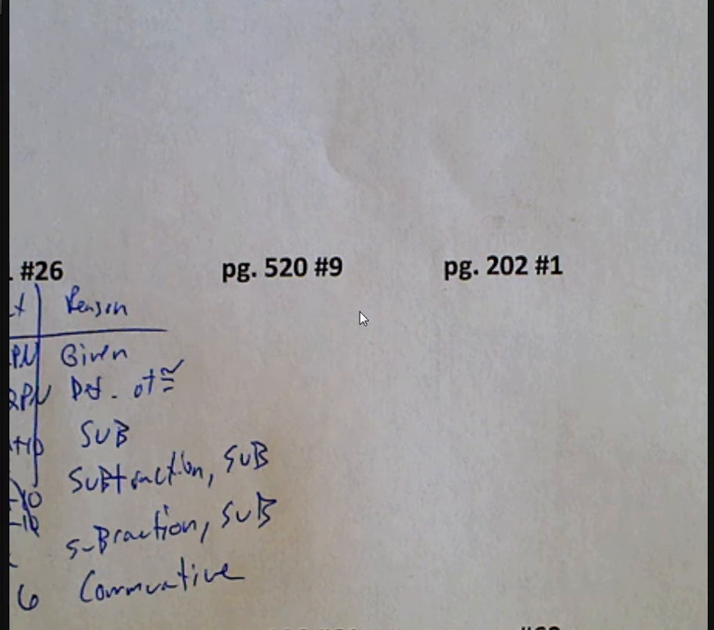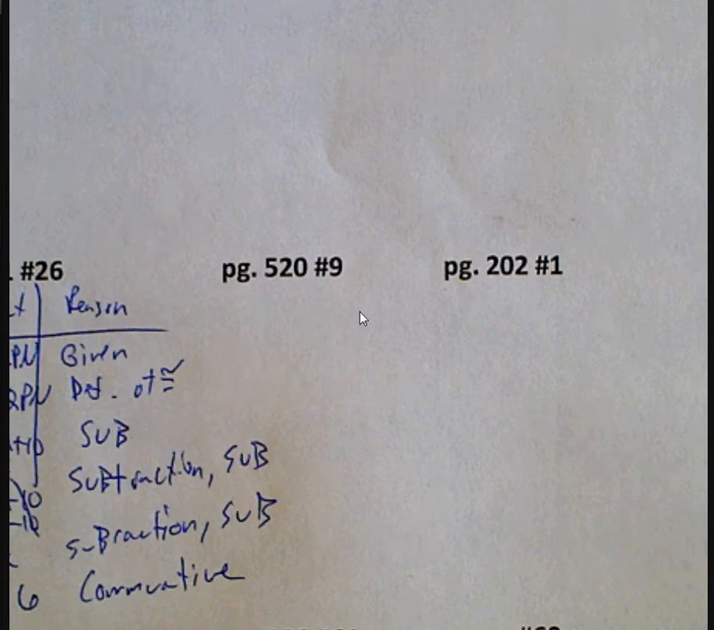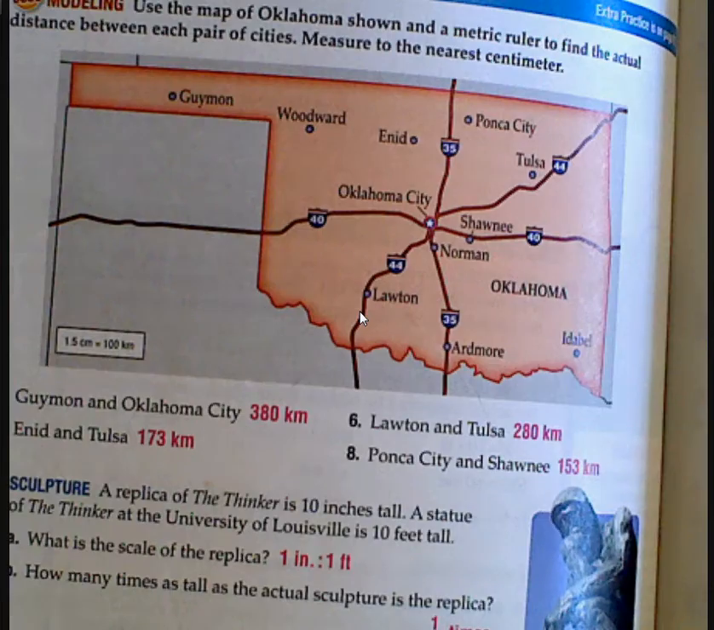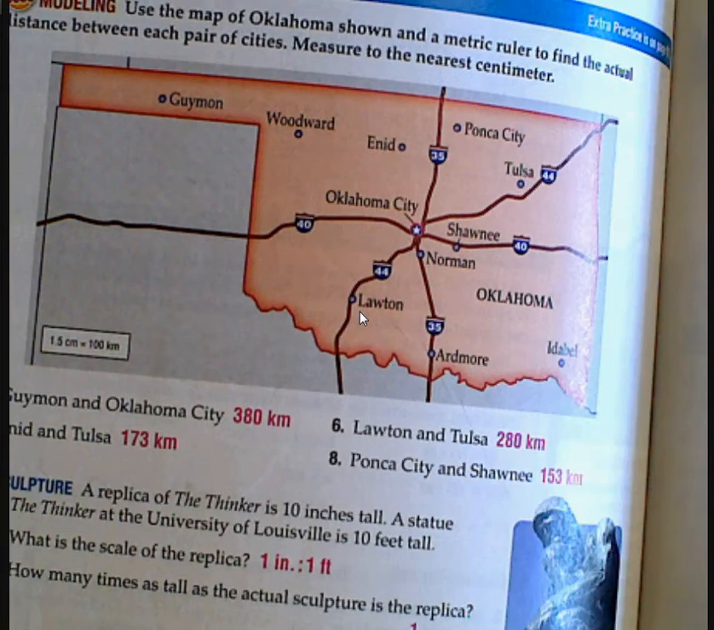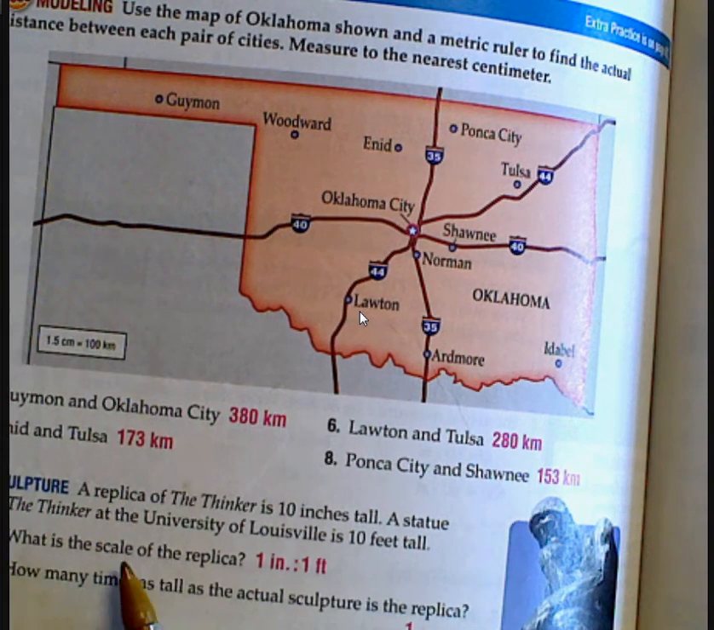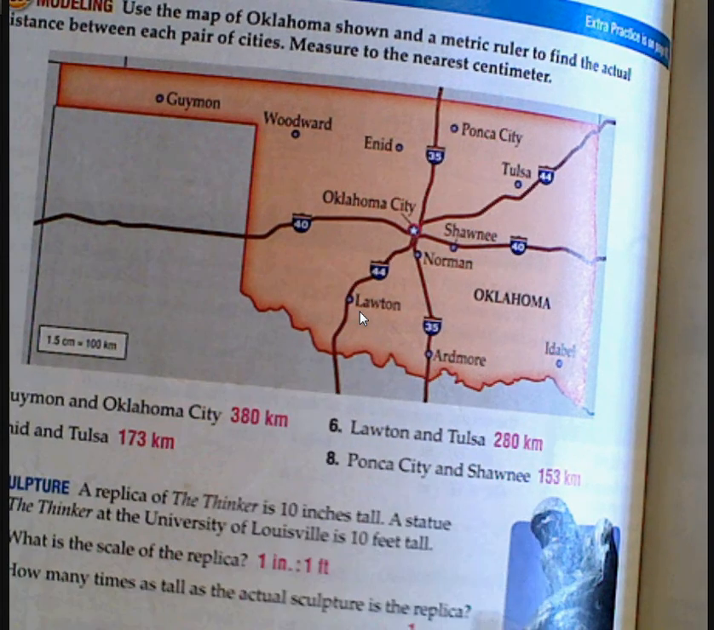Okay? A replica of the thinker. So a replica of the thinker is 10 inches tall. A statue of the thinker is 10 feet tall. What's the scale?